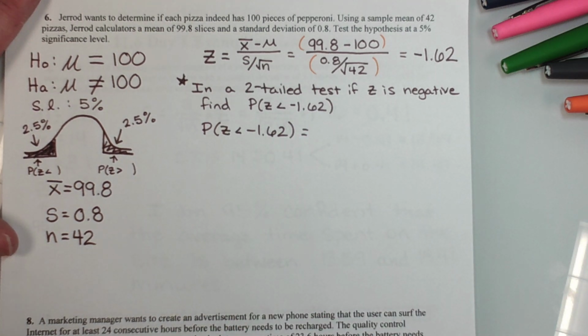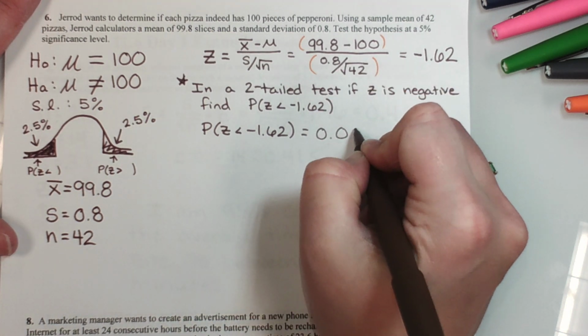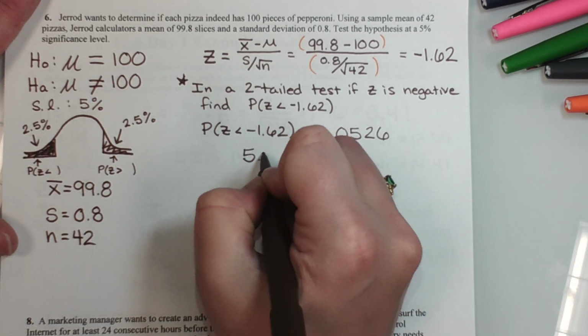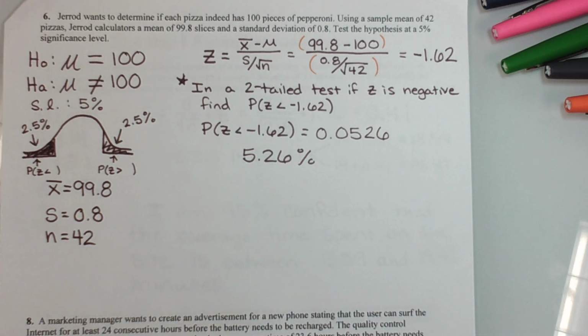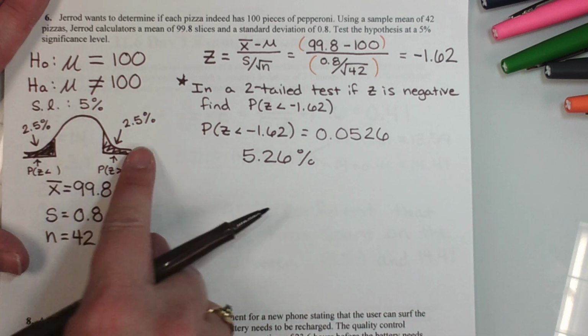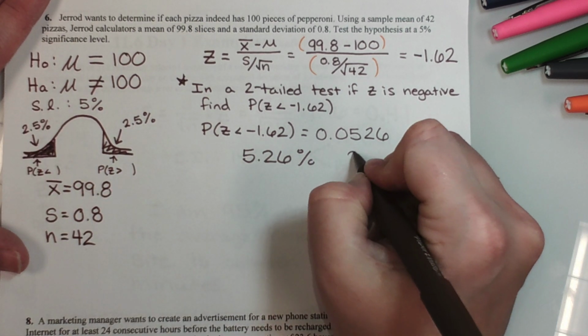What's the probability of that happening? In other words, what do you get on your chart? 0.0526. Got a 5.26% chance of Jared getting this data, even if they're supposed to be 100%. Or even if there's supposed to be 100 pieces of pepperoni on every pizza. My significance level is technically 5%, but in a two-tailed test, I break it in half and I compare to 2.5%.